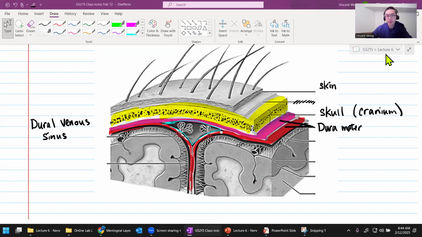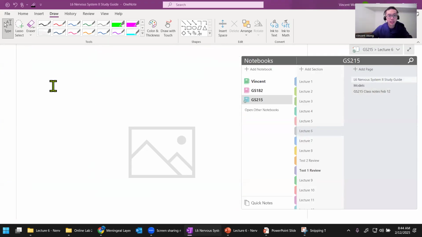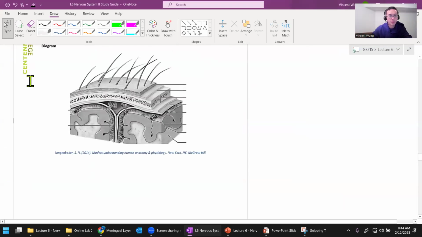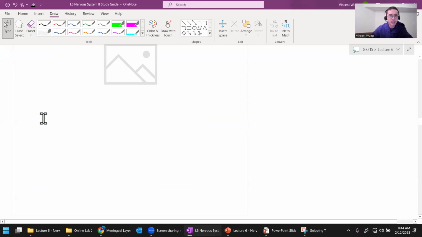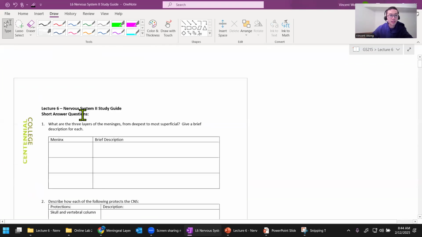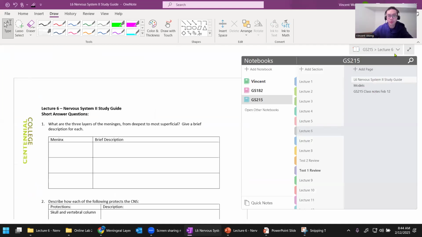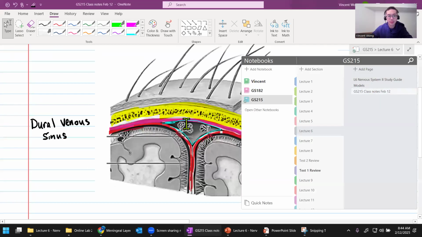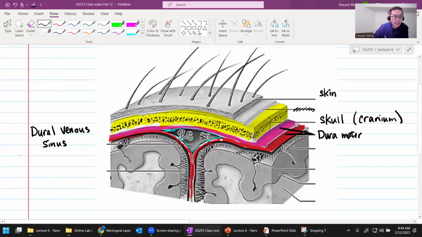Okay, so for those of you looking for this diagram, someone is asking, it is in the study guide. You got it? Okay, great. Yeah, just scroll down all the way. You're going to see it.